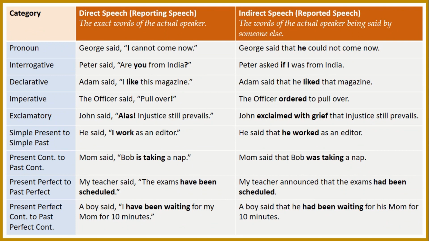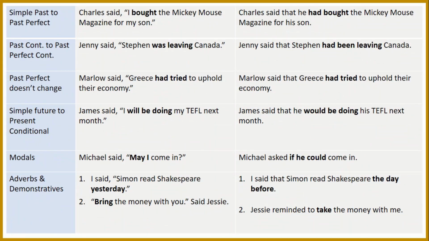And there is also another slide. Simple cases like simple past to past perfect, past continuous to past perfect continuous. These are set rules: if you have a direct speech in simple past, you have to change it into indirect by making it past perfect. For example, bought is simple past, but for an indirect narration you will make it past perfect, had bought. Similarly, past continuous becomes past perfect continuous: was leaving, had been leaving.